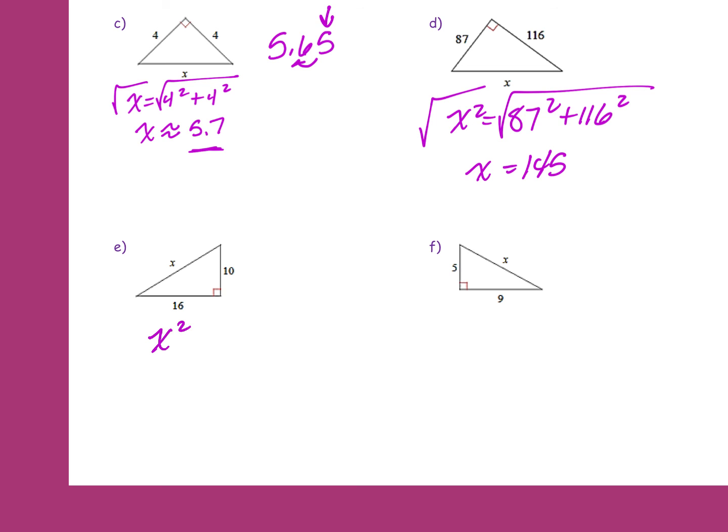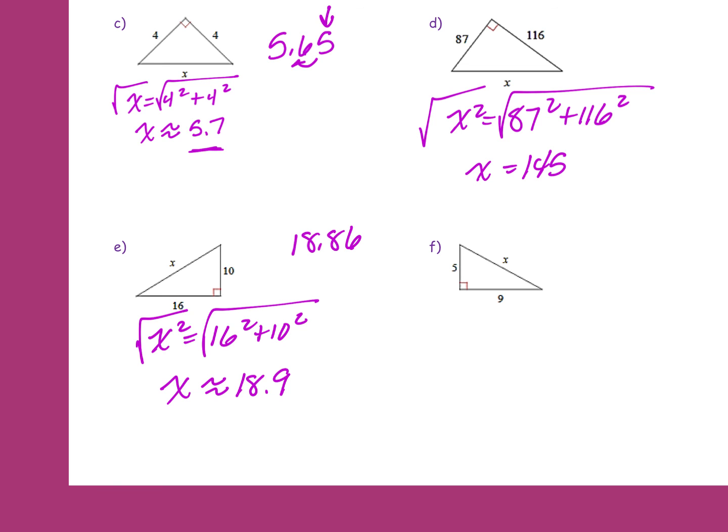Okay. So x squared equals 16 squared plus 10 squared. Is that okay, Chris? Does that make sense? Okay. Square root of 16 squared plus 10 squared. Oh, I didn't square the 16. Squared. There we go. 18 is approximately equal to 18.9. I got 18.8. Yes, because in the calculator it's 18.86. So because that 6 is greater, right? Round up. We're rounding, not truncating.